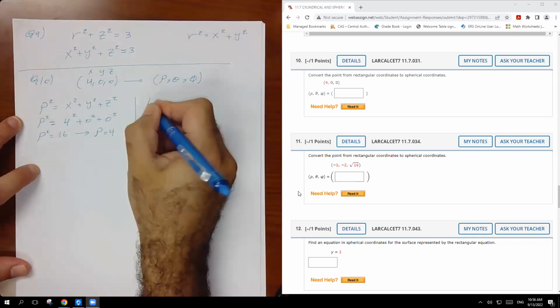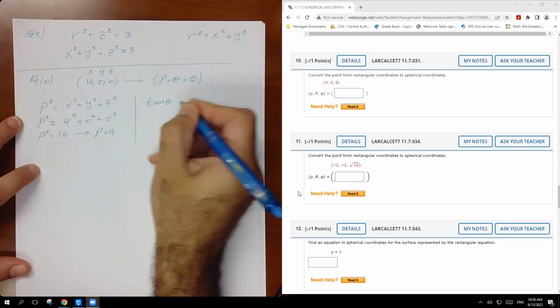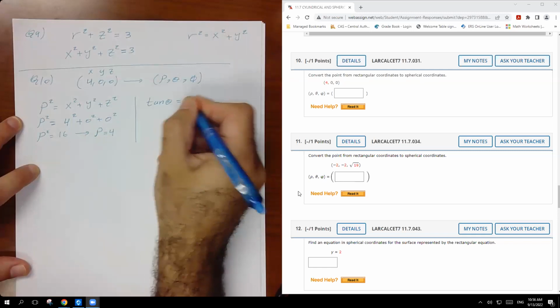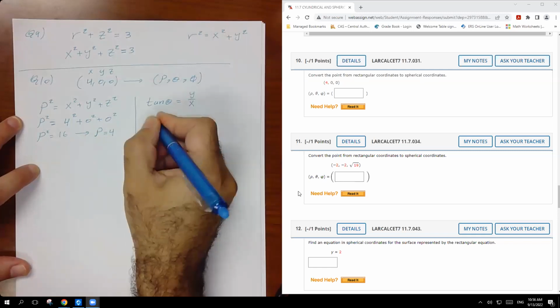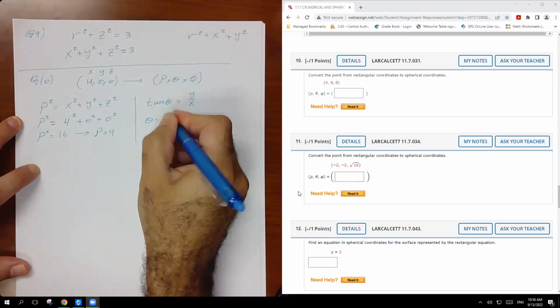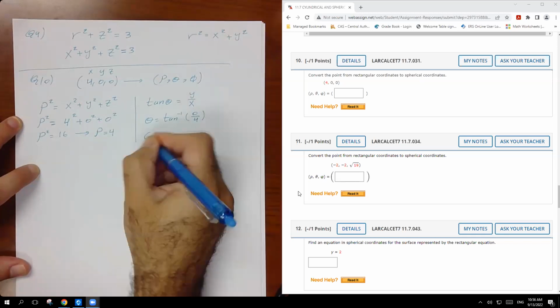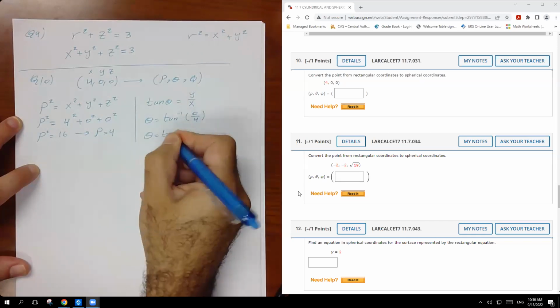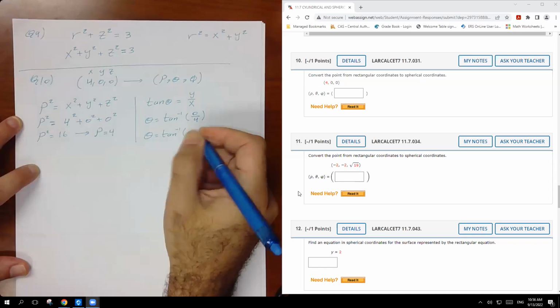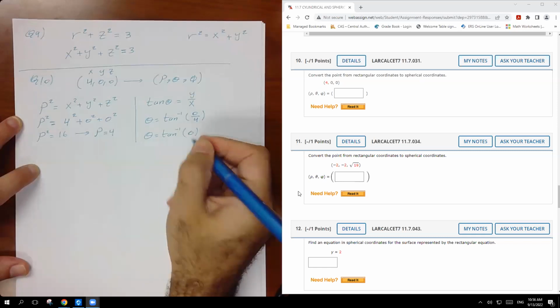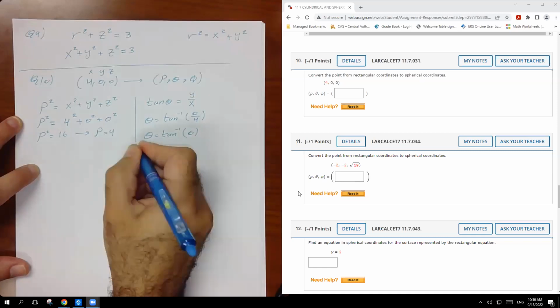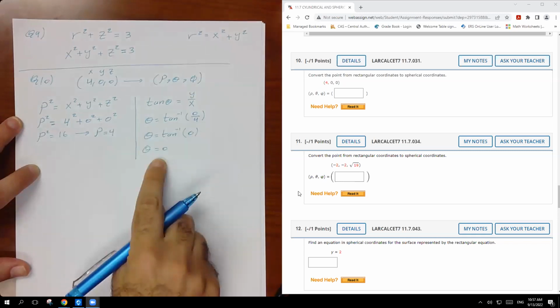The same thing, tangent theta equals y over x. Theta is going to be tan inverse of y, which is 0, over x, which is 4. That means theta is going to be tan inverse of 0, and in this case, theta is going to be 0. So I have theta equals 0.